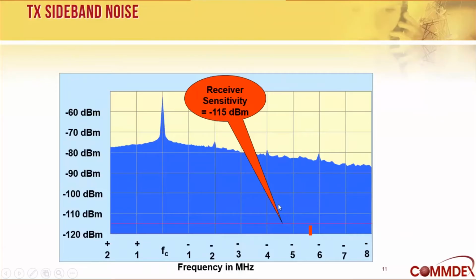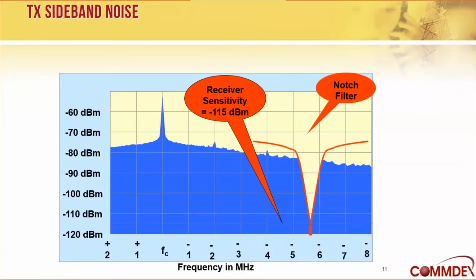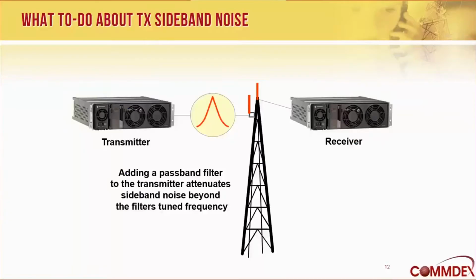So let's look at an example. Here is a receive sensitivity line of about minus 115 dBm. And we just added a notch filter to it. Without getting specific numbers on here, you can see that the notch filter tuned to the receive frequency does a great deal for cutting back on the sideband noise 5 megahertz away. So that's one thing we can do.